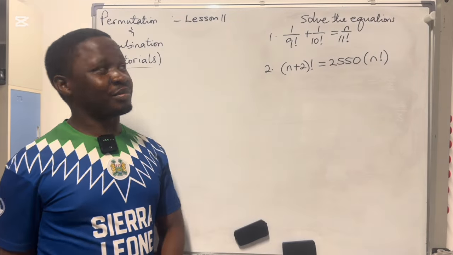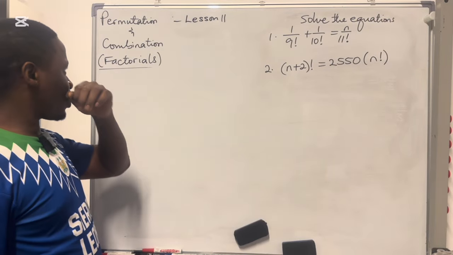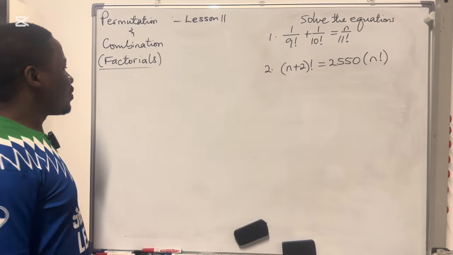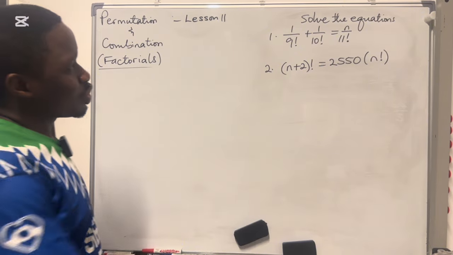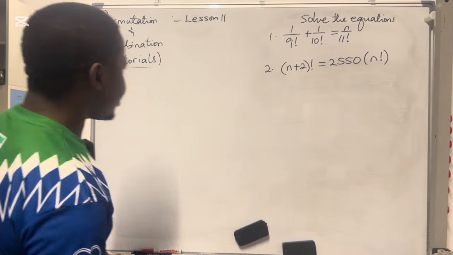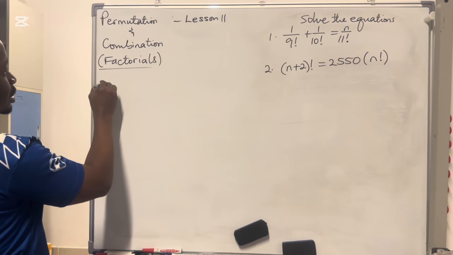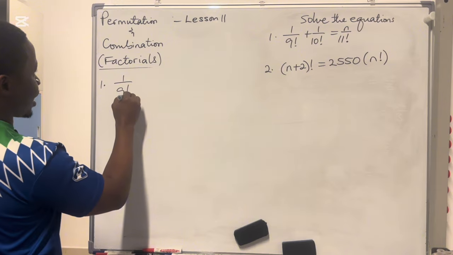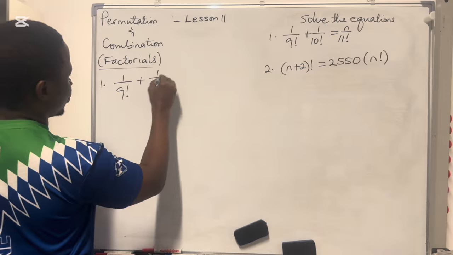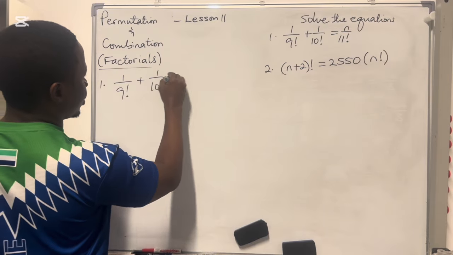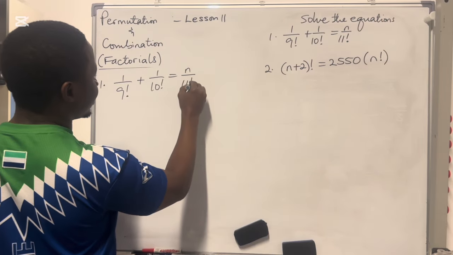Hi everyone. We have the 11th class for permutation and combination factorials. We want to solve these two equations. The first one says 1 over 9 factorial plus 1 over 10 factorial equals n over 11 factorial.